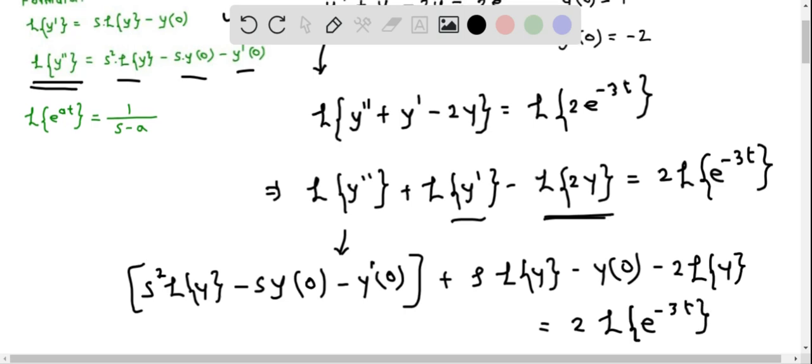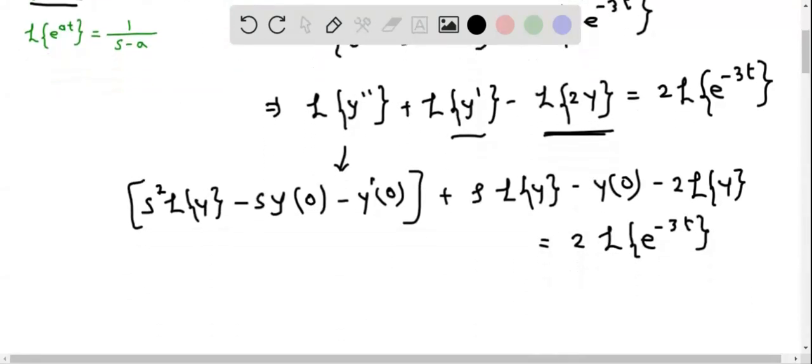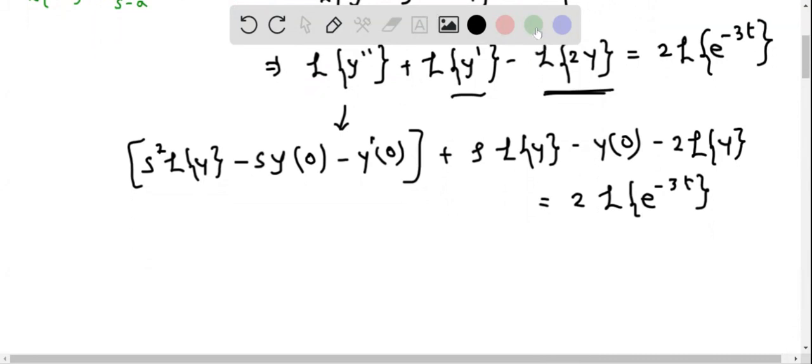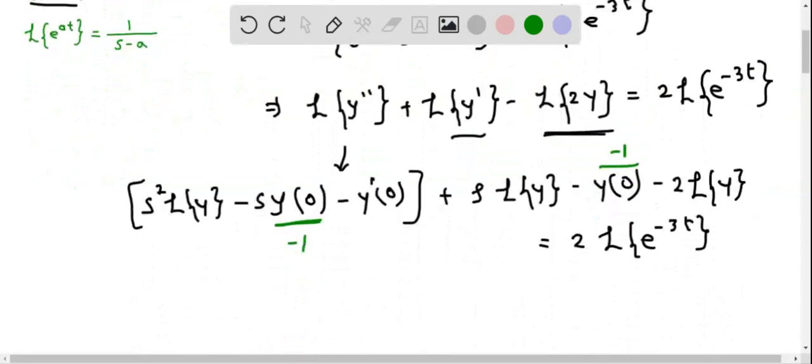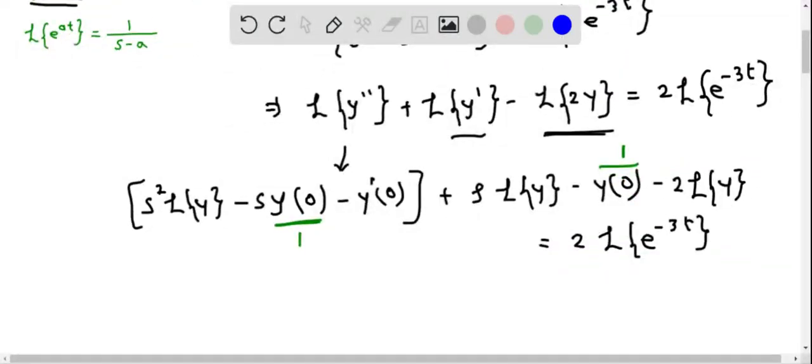Now we'll apply the initial values, that is y of 0 equals 1 and y prime of 0 equals negative 2. So y of 0 is replaced as negative 1, and we will replace this as negative 1. I'm sorry, it is positive 1. So this is 1 and these two are 1 and this is also 1. And then we have to replace y prime of 0 as negative 2. So therefore, this will be replaced as negative 2. We have only one y prime of 0.